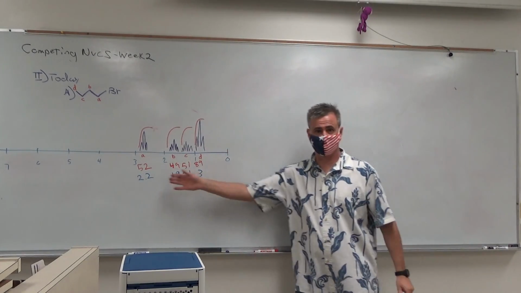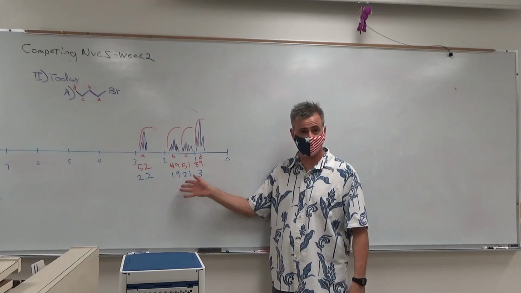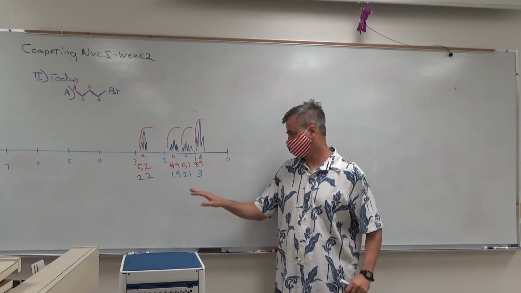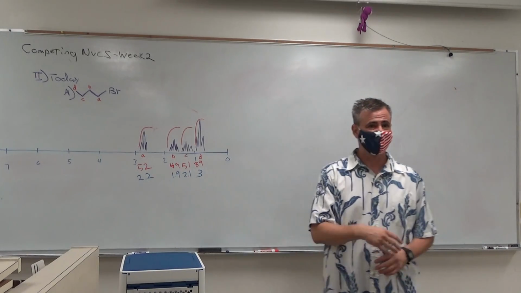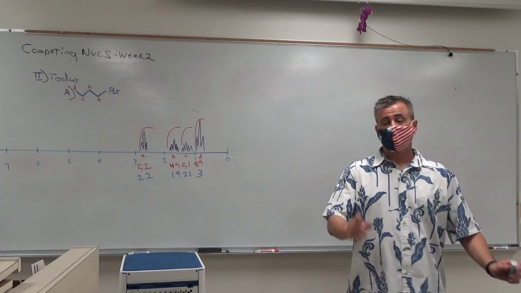Now it's easier to count. They might be a little bit funky, 1.9 and 2.1 instead of 2s. That's fine. You go, close enough. 2, 2, 2. You're looking for a close relative ratio. Does that make some sense?